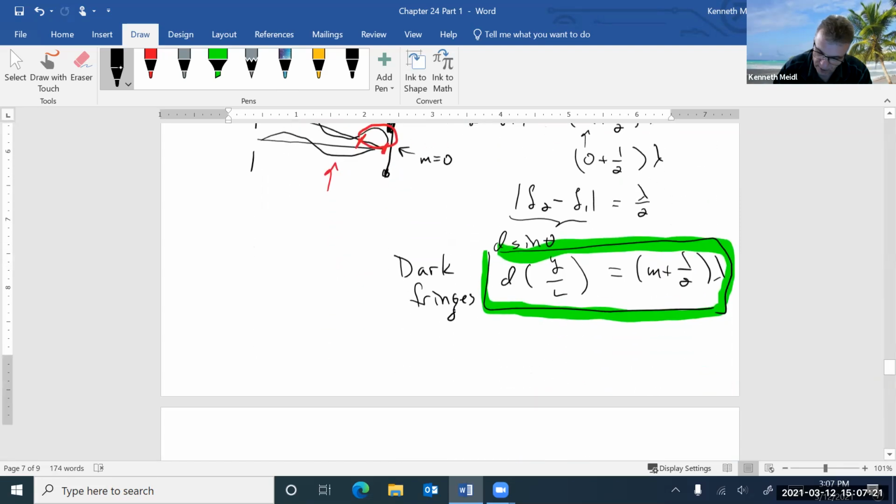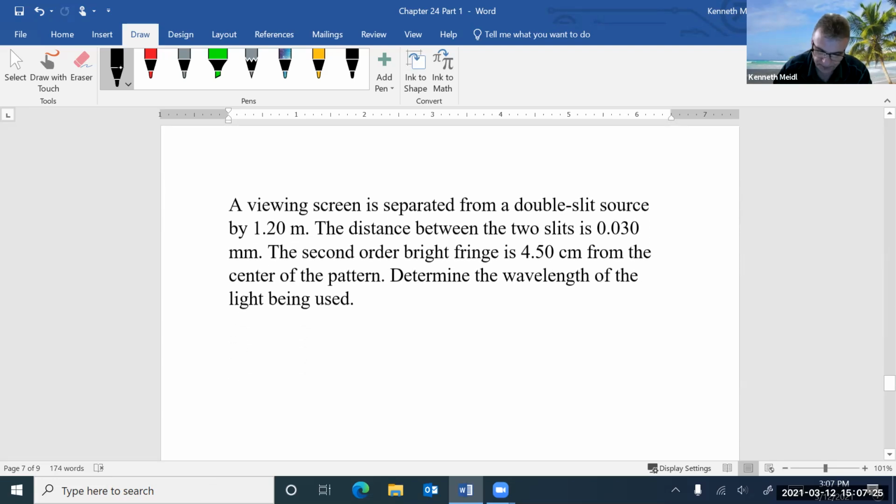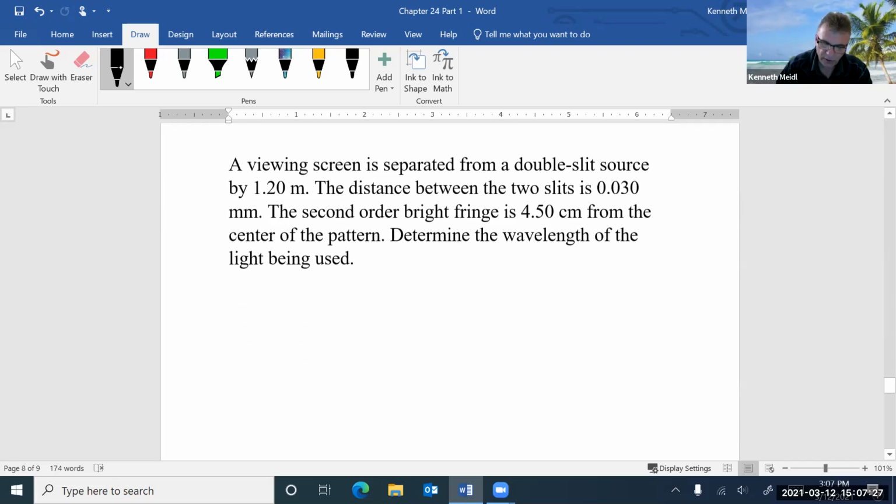So let's scroll here a little bit. Okay, so let's take a look at this example here. It says a viewing screen is separated from a double slit source by 1.2 meters. Typically I'd have you use a very, very big distance. But the professionals would have something called an optic bench. And most universities would have one of these. It's a big table, made out of steel usually, so it doesn't move, and it's very stable.